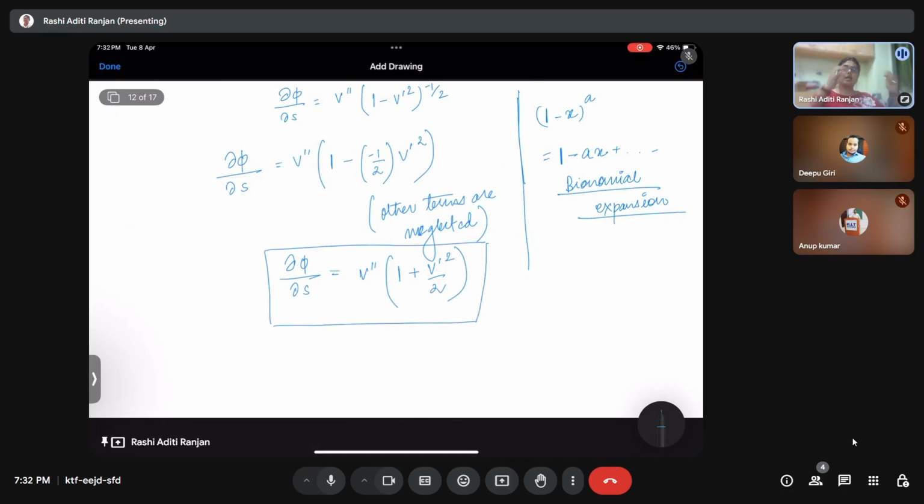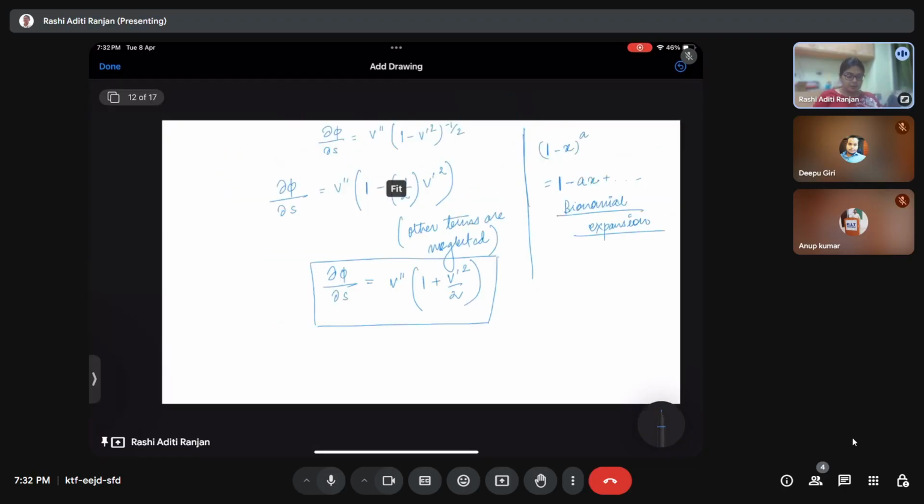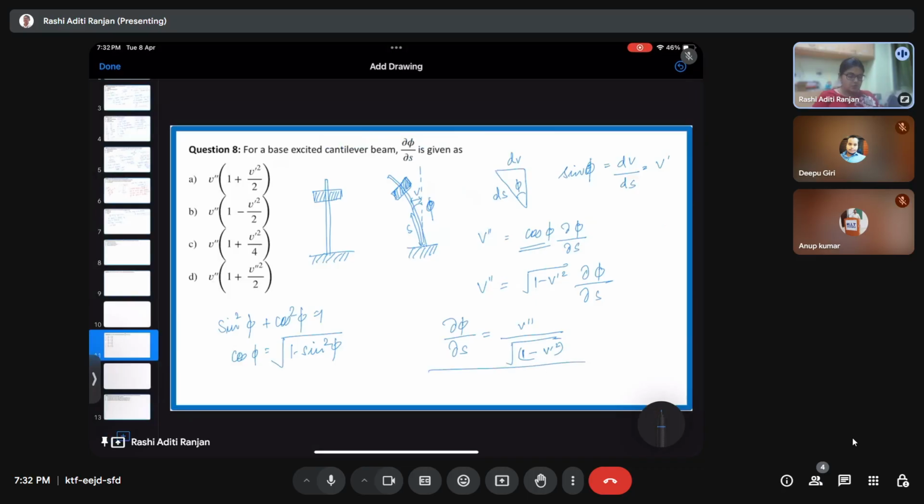Now if you look over here, we have v dash square as well, and this v dash square has introduced nonlinearity in the system, right? Although we have considered an assumption, because of the binomial expansion we have considered only up to the two terms. So I would not say that it's a properly nonlinear case, because the proper nonlinear case would be the previous equation, which is this equation.